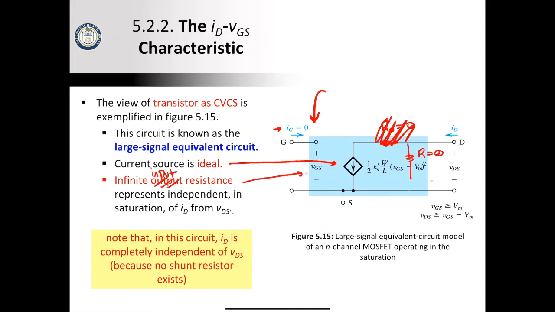So on this slide, we are going to look at the transistor as a voltage-controlled current source. This circuit is known as the large signal equivalent circuit. We'll talk in a minute about why that is. The current source is ideal. Both the input and the output resistances are infinite. You can see our input resistance would be right here. Our output resistance is right here. Both are infinite, which means there's no current flowing into our transistor, and there's no shunt current flowing here. So ID is equal to the equation as it's written right here.